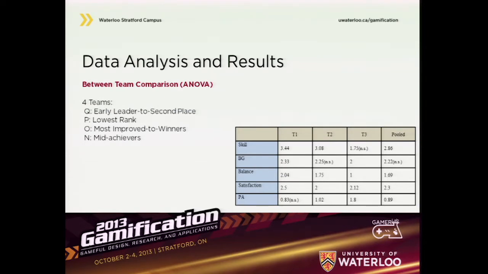So we compared the different variables across different groups, and some of the interesting ones were skill, their background knowledge in the area, and their satisfaction. And we saw that the teams who were winning reported a higher level of skill in 2 of the times, and the 3rd time it wasn't very significant. Their satisfaction, the same. The team that was winning always reported a higher level of satisfaction.